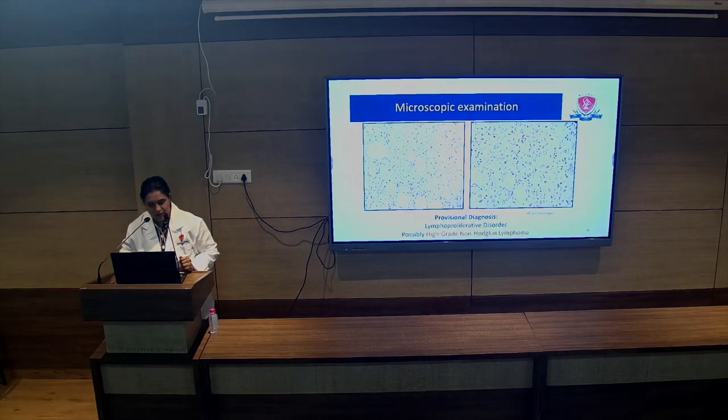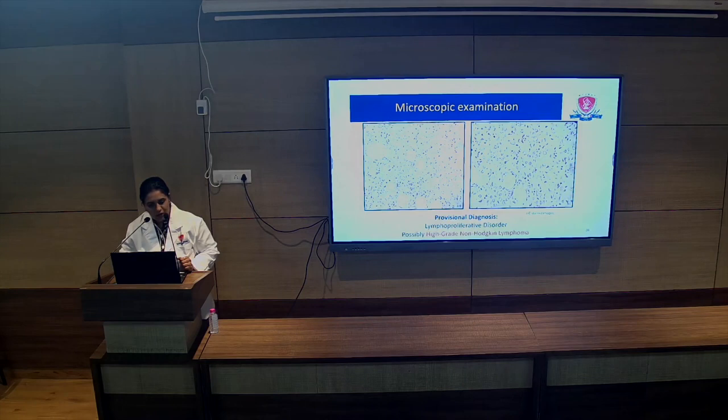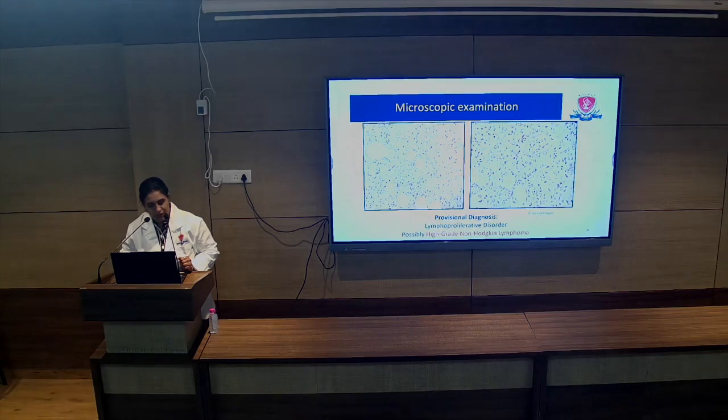We can see that there is a proliferation in a sheet-like pattern of atypical lymphoid cells, which is also infiltrating into or around the intranodal or perinodal sinus, adipose tissue. So it is a very high-grade aggressive lesion.